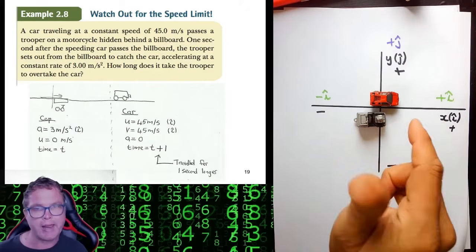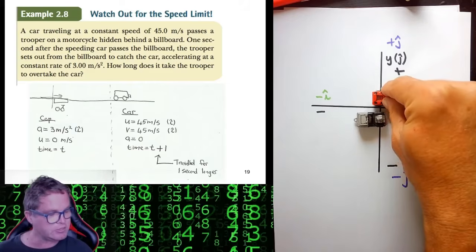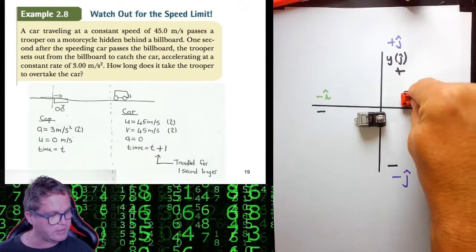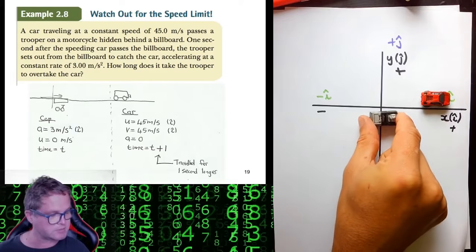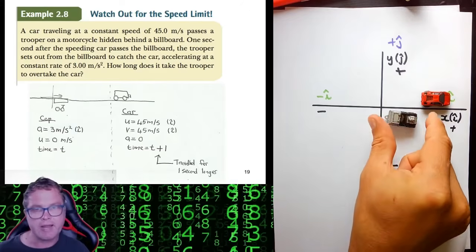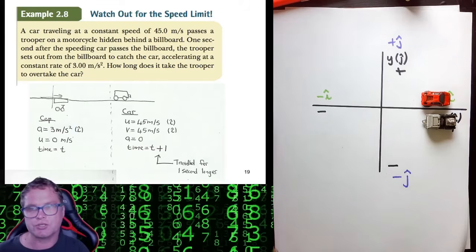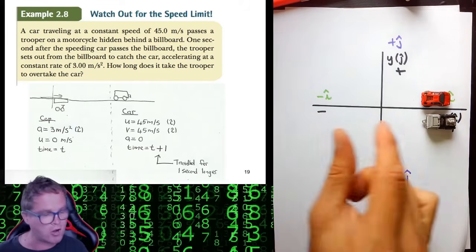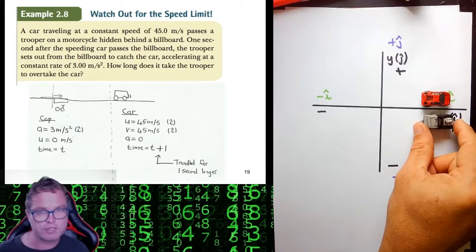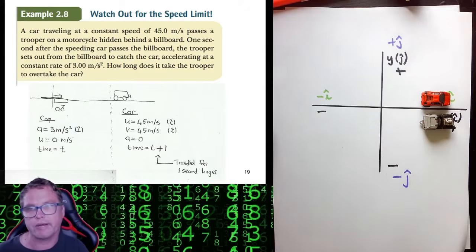We're going to use this black car to represent the motorcycle. This car is driving, and then after some time, this car chases him, and then they're asking how long does it take for the trooper to overtake the car? How long does it take for this black car to catch up with the red car? So that's basically the information that we've been given.